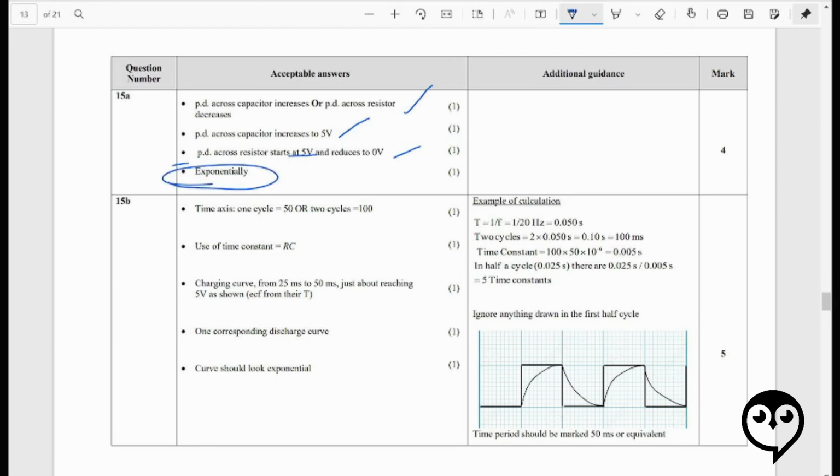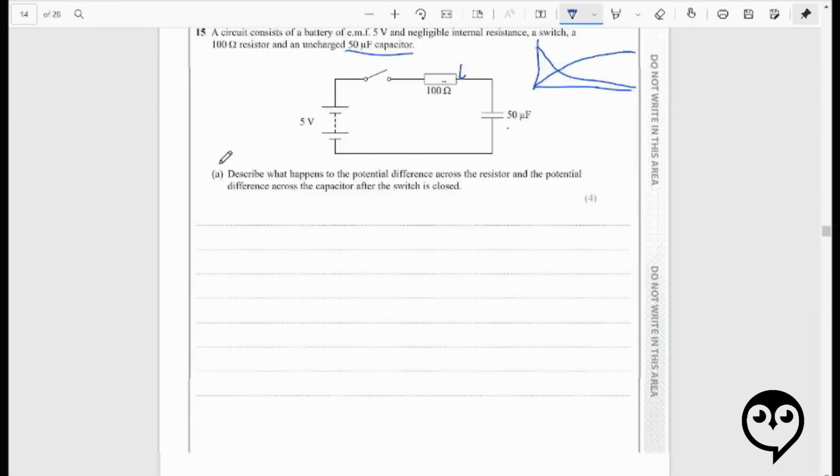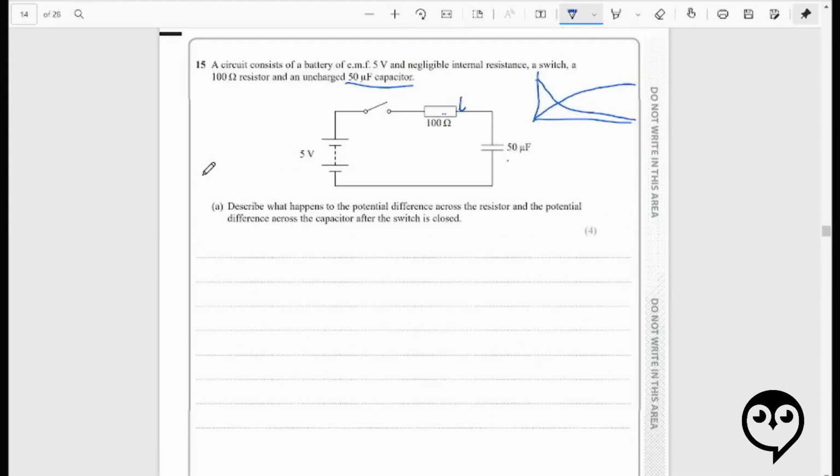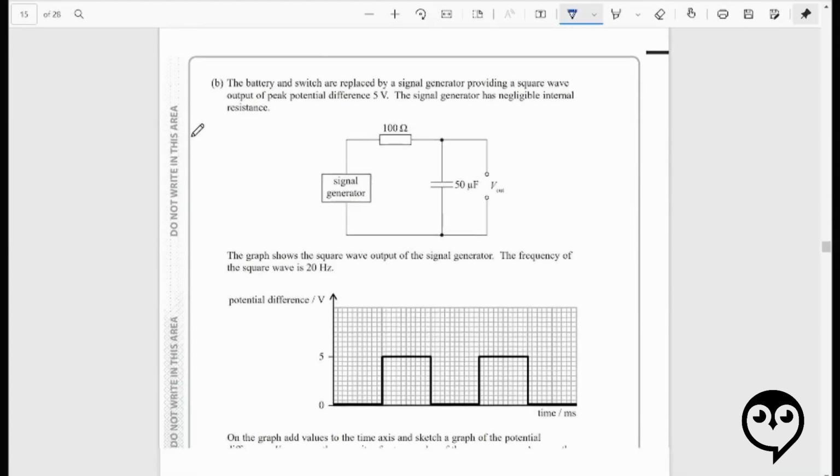So that's pretty good. Try to practice these written word questions. Be eloquent. Kind of explain what's happening in the details. And note that they want to know what's happening to the resistor and across the capacitor. So talk about both. Moving on to part B here.